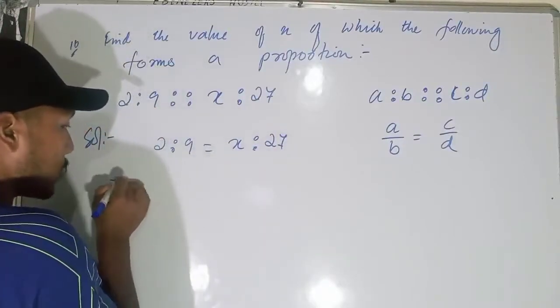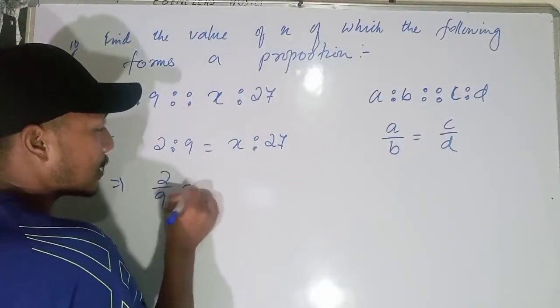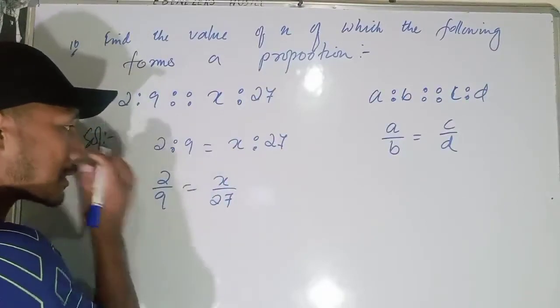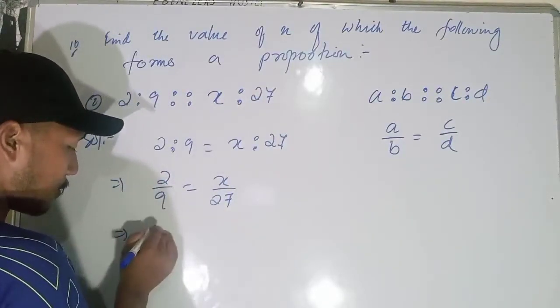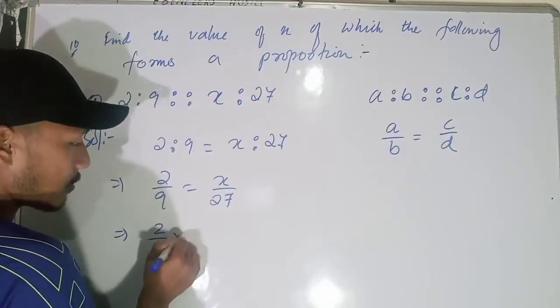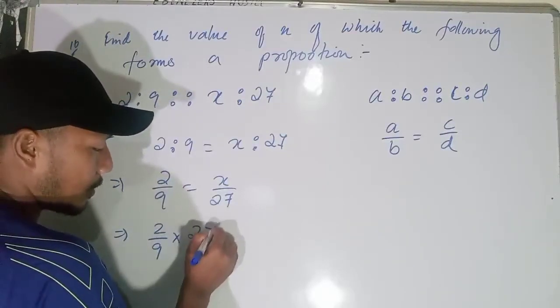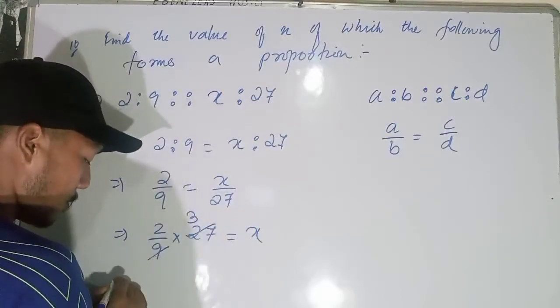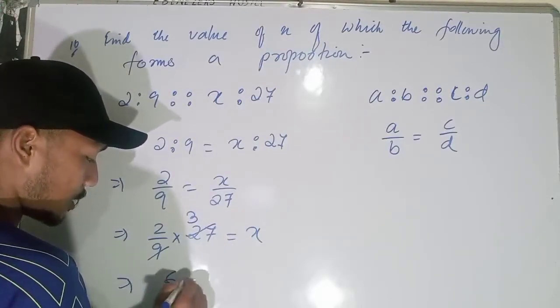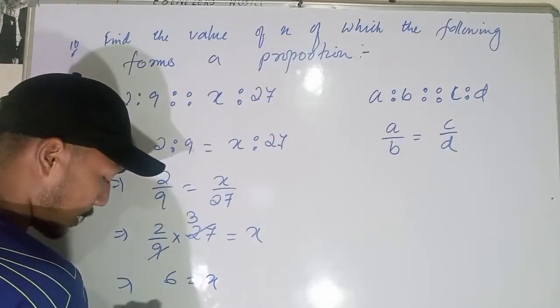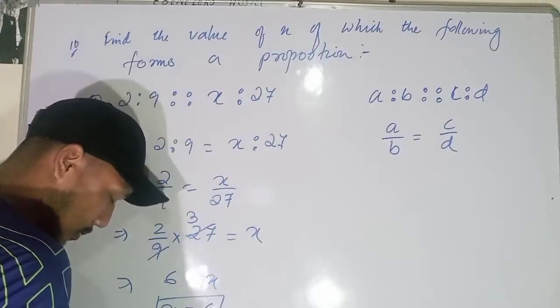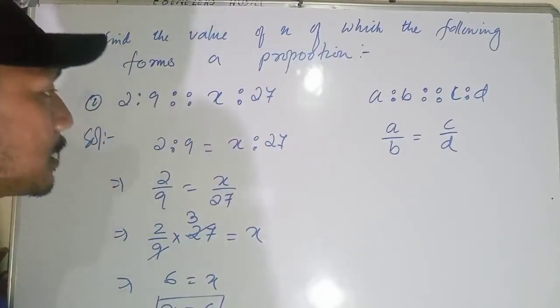So I can also write this as 2 by 9 is equal to x by 27. Leaving x, I will send all the numbers this side. That means x by 9. If I send 27 this side, we multiply because it is in the division. So 9 3s are 27, which implies that 3 2s are 6 is equal to x. So our x value is 6.